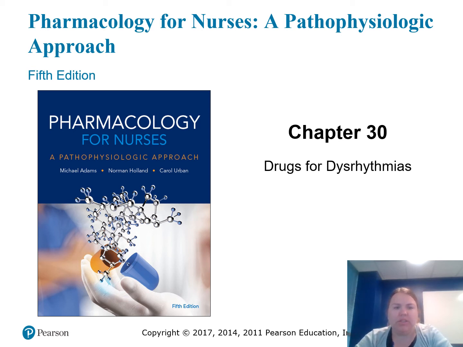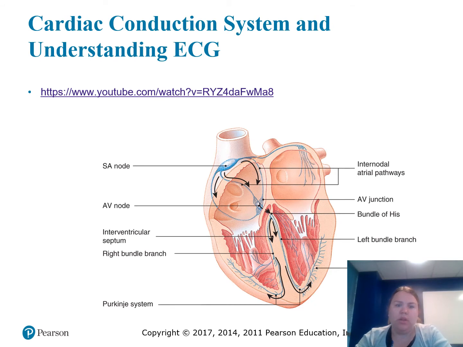Okay, so let's do the lecture on drugs for dysrhythmias. This is chapter 30 in your Pharmacology for Nurses textbook. Okay, so the cardiac conduction system, we talked about how the main purpose is to regulate the heartbeat and to maintain cardiac output.